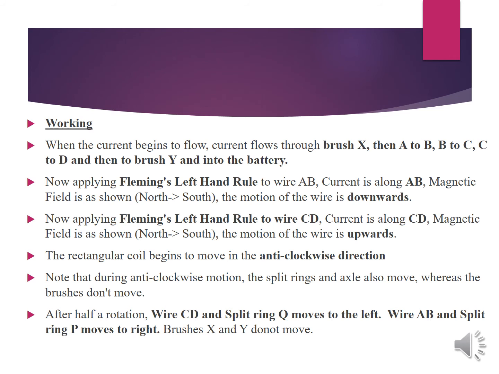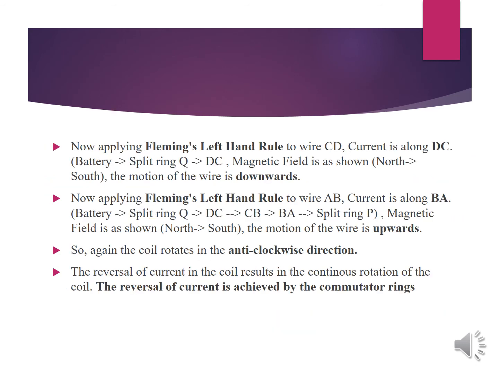After half rotation, wire CD and split ring Q move to the left, while AB and split ring P move to the right. That means the brushes X and Y do not move. Now applying Fleming's left-hand rule to wire CD, the current is along DC. That means battery to split ring Q and to DC, and the magnetic field is as shown, north to south. The motion of the wire is downwards.